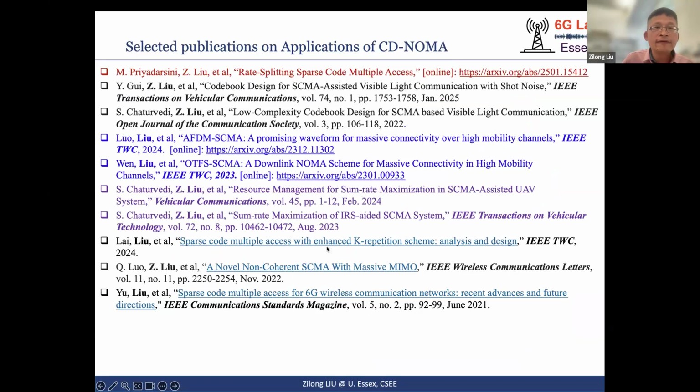So finally, we have some selected publications on the application of code-domain NOMA. In particular, in this paper, we have shared some preliminary results online, in terms of rate-splitting SCMA. We have submitted such a paper but it got rejected, so we are revising it now.